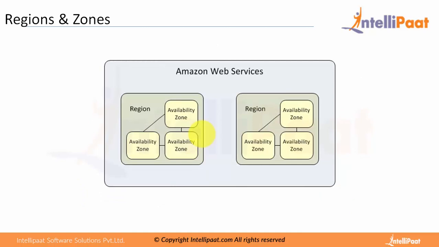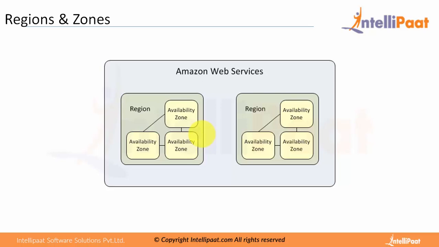Now we were talking about the regions and zones. Each region would have one or more availability zones, and you can always plan your applications to span across multiple availability zones in the same region. Even if you want to achieve real disaster recovery, you can plan that your application is spanned across multiple regions, or a backup is always available in a separate region.